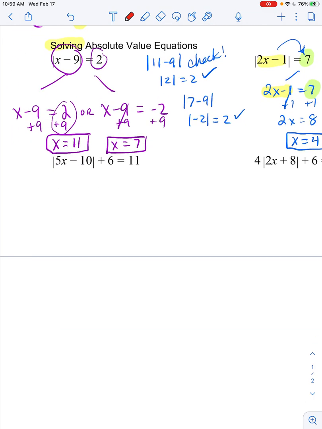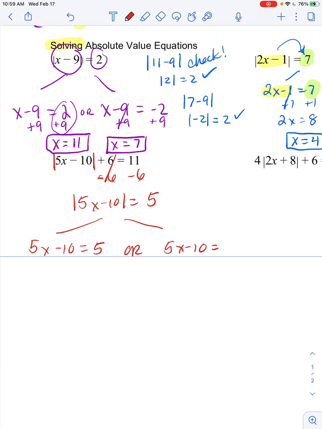All right. So before you can separate this out, you need to have just the absolute value bars on that side. So I'm going to start here by taking away 6. So 5x minus 10 equals 5. Now I have just the absolute value bars, and I can take this and it can equal 5, or what's inside the bars can equal negative 5. And again, I'm not changing what's inside the bars ever. I'm only saying that what's in there can either equal a 5 or a negative 5.